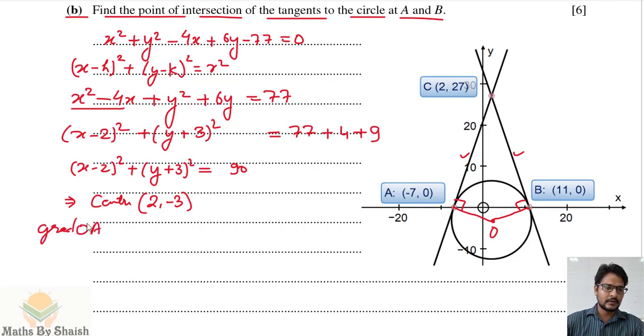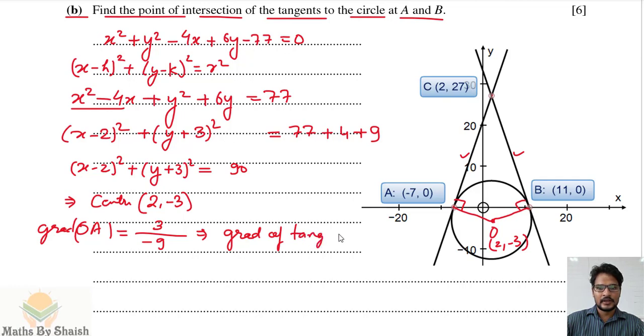Gradient of OA, if it is (2, -3), is y2 minus y1. So 0 minus -3, that is only 3, and -7 minus 2 is minus 9. So this means the gradient of the tangent at A would be the negative reciprocal. It is going to be 1 upon 3. So negative reciprocal means it is 3 only.